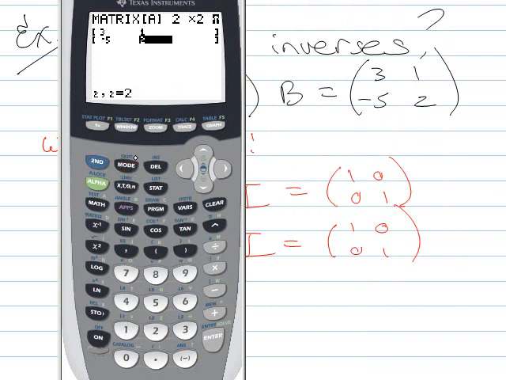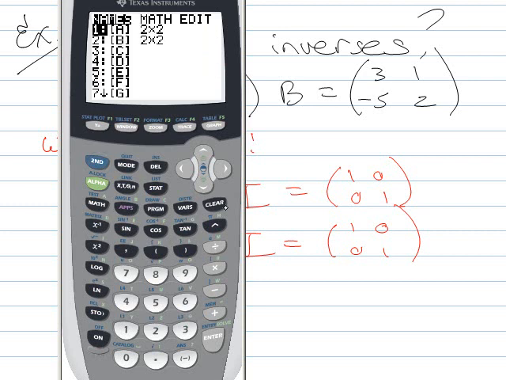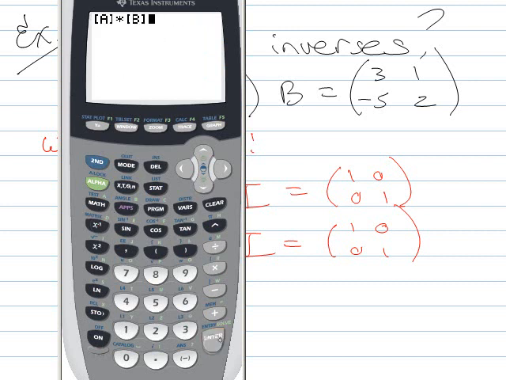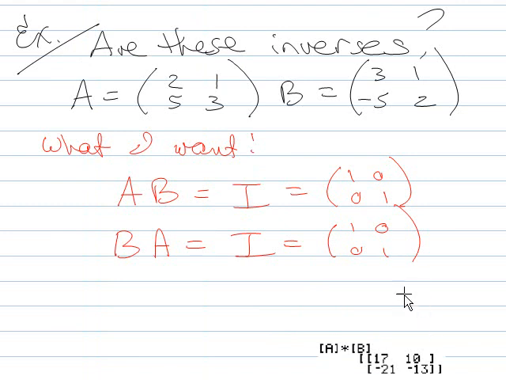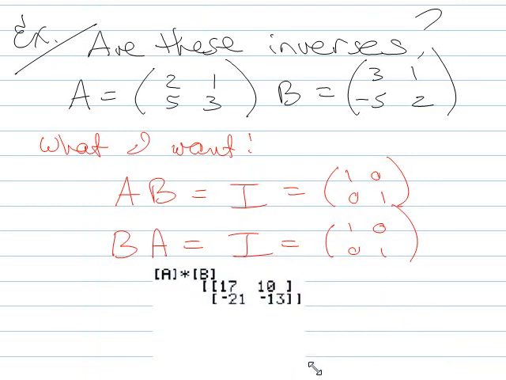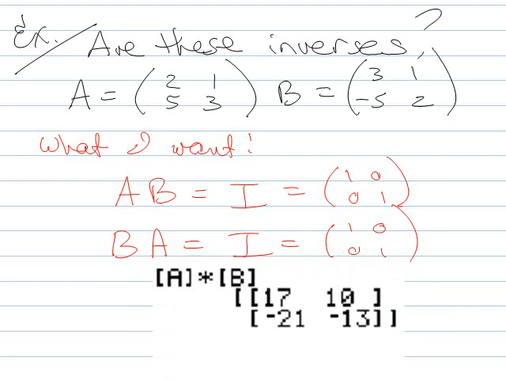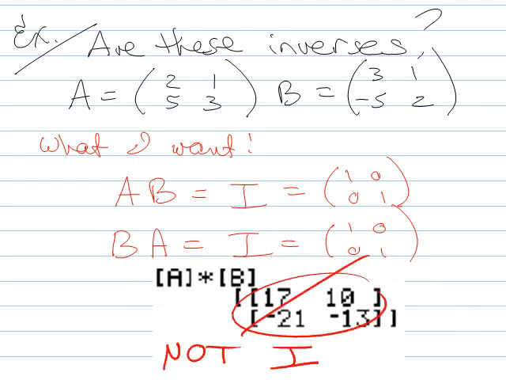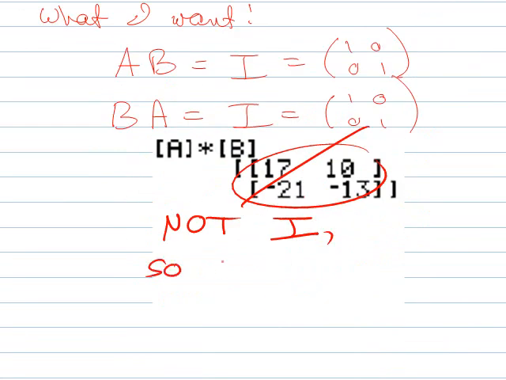So now if I multiply these together, clear that out so I don't get confused. If I say, well, A times B, and I hope that that's going to give me the identity, but it's not. Okay, this does not give me the identity even an eensy-beensy little bit. So already I can say that this is not the identity matrix, so they're not inverses of each other.